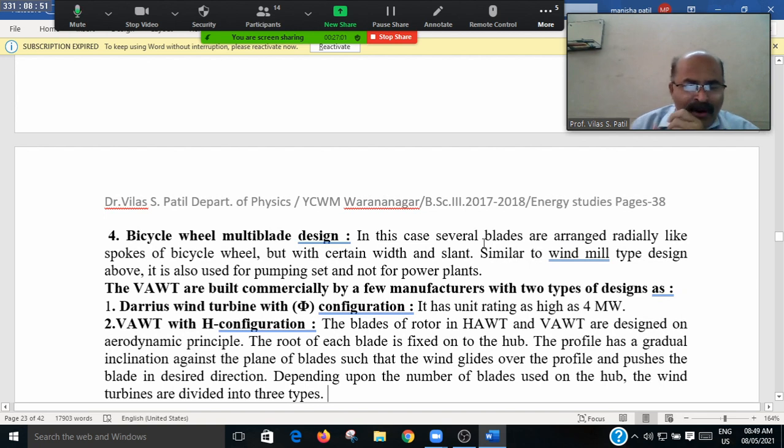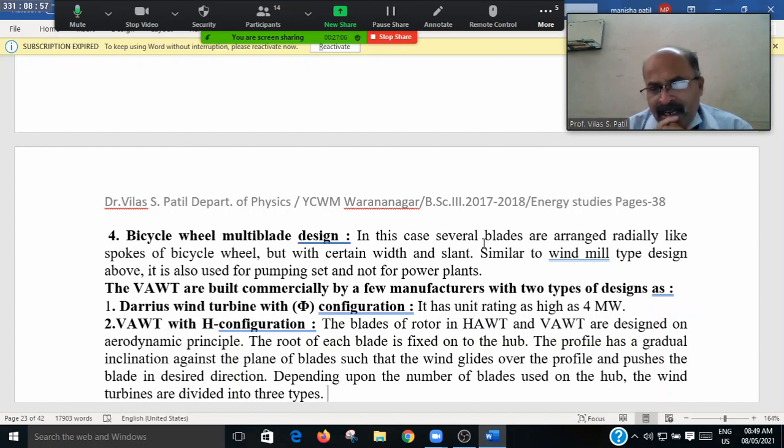Again, one of the important designs is the bicycle wheel multi-blade design. In this case, the several blades are arranged radially like the spokes of a bicycle wheel, but with a certain slant. It is similar to the windmill type design above, and it is for a pumping set, not a power plant.